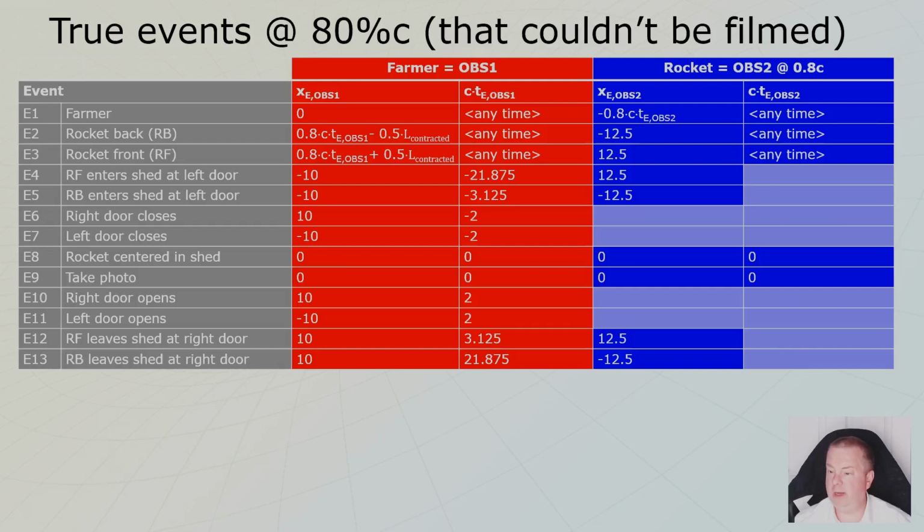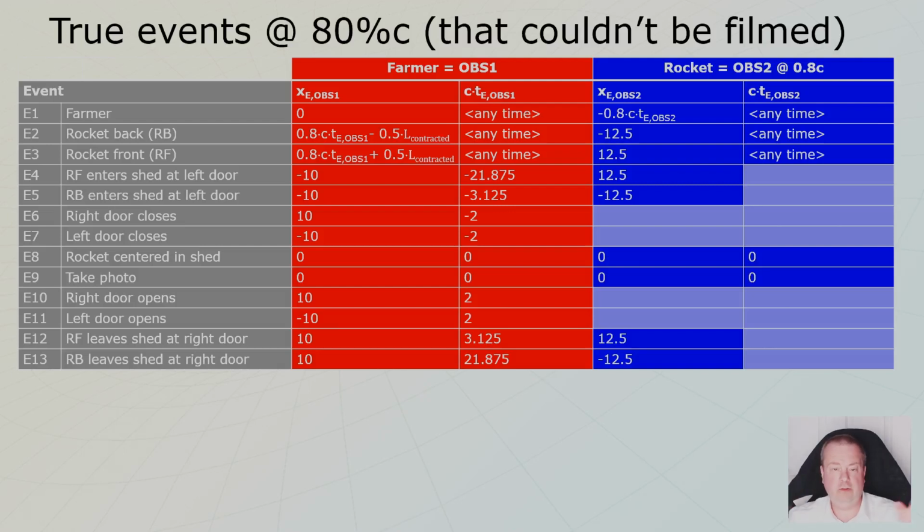This is all the time. When the front of the rocket enters the shed, well, from the rocket's perspective, the back and the front of the rocket are always the same. So we can put in again 12.5, -12.5. Some of the stuff I did not put in because we have to actually calculate it. We don't know events number 8 and 9.